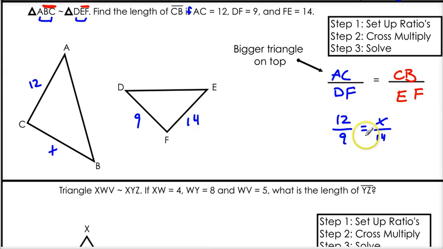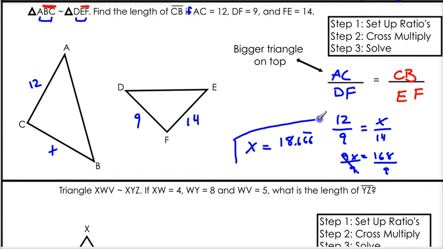All right, let's cross multiply that. We get 9X is equal to 168. Divide both sides by 9, and we get X is equal to 168 divided by 9, and that is 18.666 going on forever. Now you see, got a fraction, didn't freak out. It's okay. Sometimes you just get fractions. So our CB is going to be equal to 18.666 bar because it goes on forever.